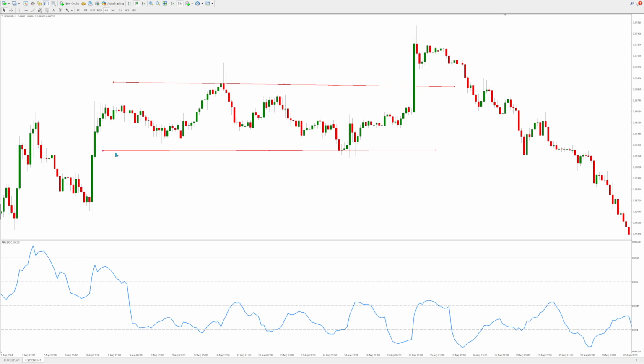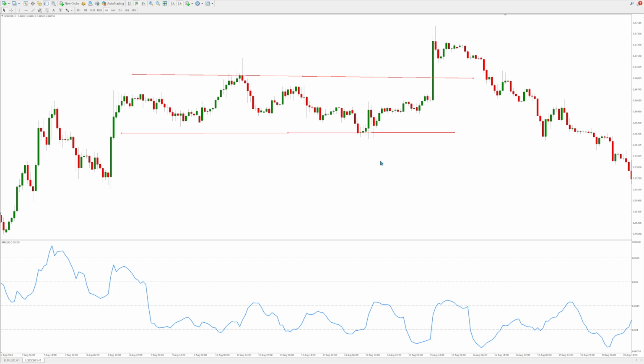If you are range trading, in a flat market consolidation, you might look to buy around the low or sell around the high. You can see if you did that, there are a few opportunities to pick off some reversal trades there.